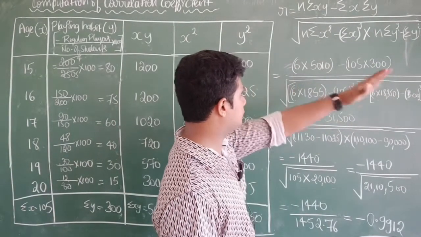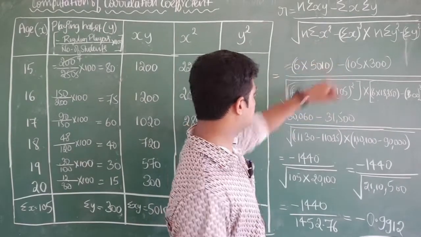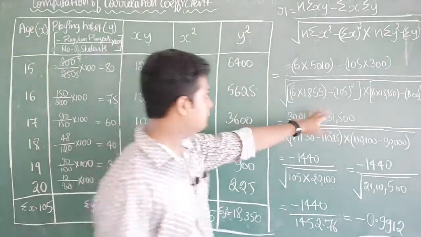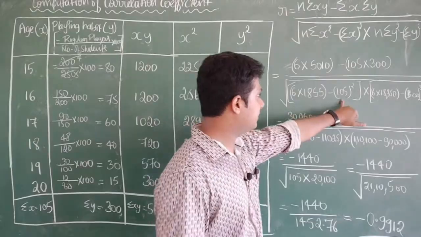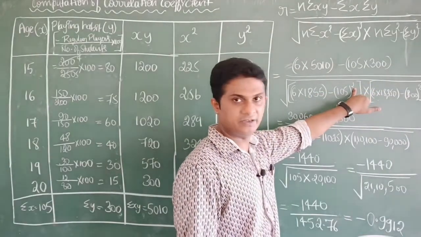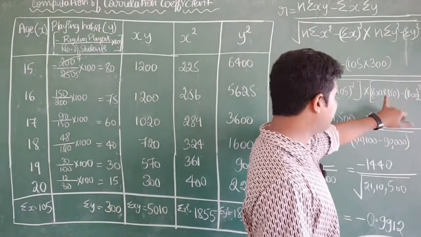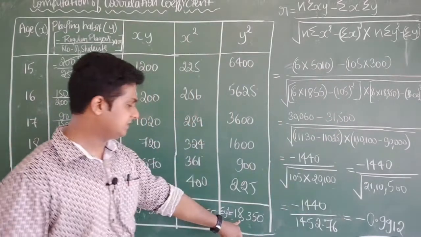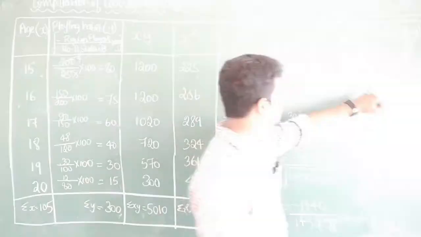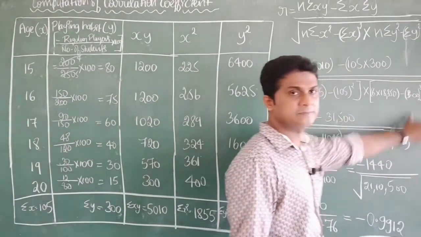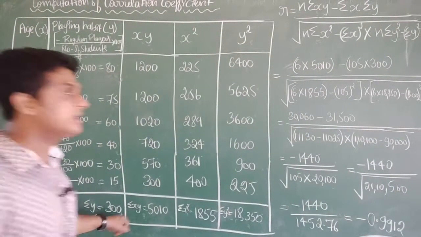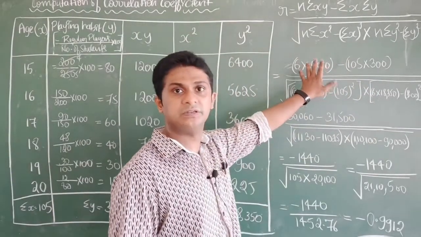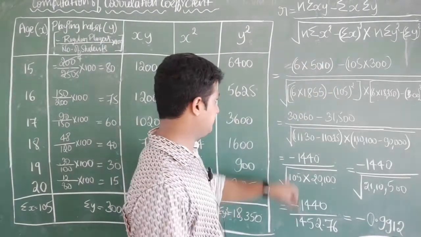Similarly, the denominator is the square root of n into sigma x square, which is here 1855. So 1855. Next, sigma x whole square. Sigma x is 105. Its whole square we need to find out. And then similarly for the y variable, n is 6 into sigma y square. Sigma y square is here 18,350. So 6 into 18,350 minus sigma y, which is 300, its whole square, 300 whole square. So here we have substituted all the computed values into this equation.